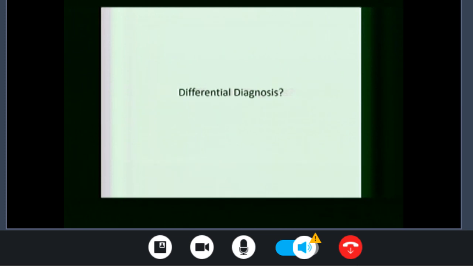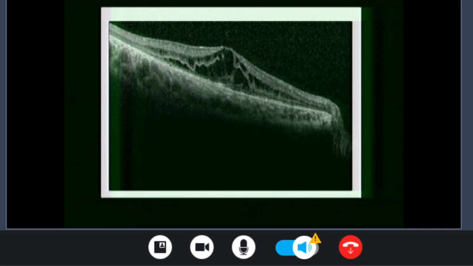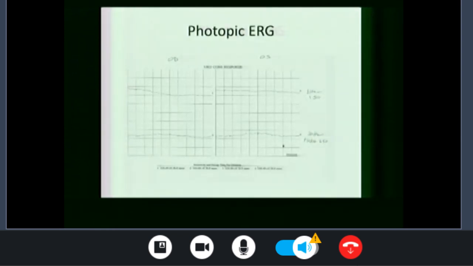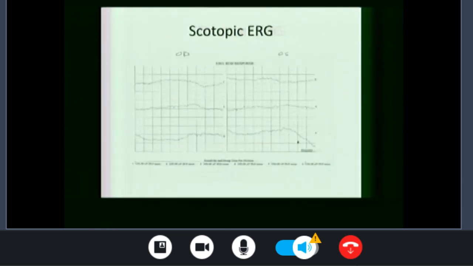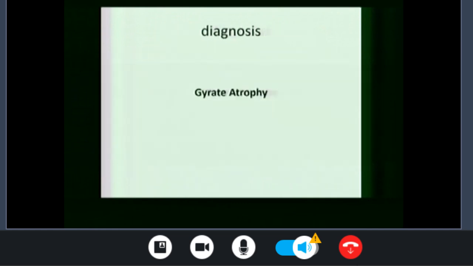Okay, excellent. So this blood test showing increase in ornithine, it's 811. The OCT shows macular edema in both eyes. And ERG shows flat retina also in both eyes. And this is the picture of the brother, the fundus photo. He has the same condition. So our diagnosis is gyrate atrophy.